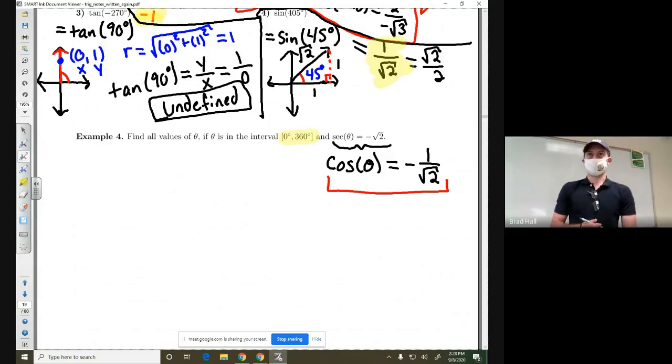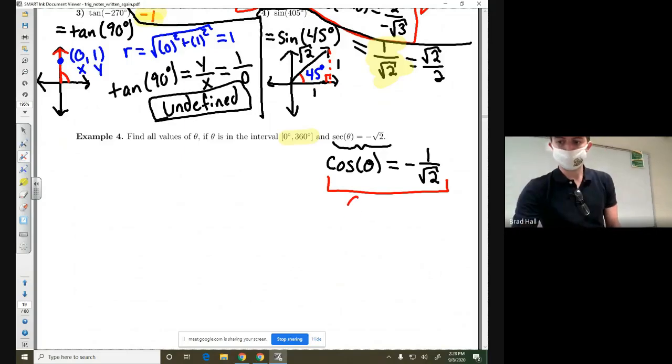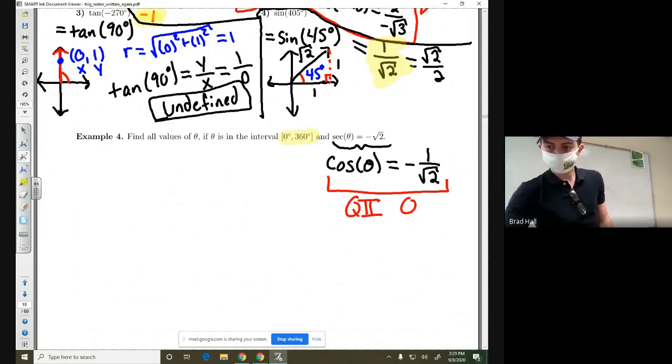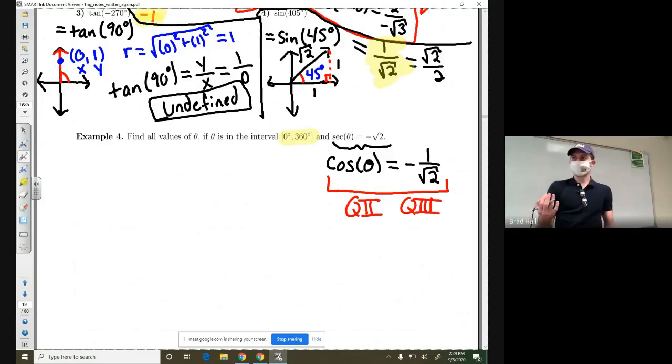Well, where's cosine negative? It can't be quadrant 1 because everything's positive there. Quadrant 2 is just sine, so that one works. And then quadrant 3, let's see, T for tangent, so quadrant 3 works, and then 4 is cosine, which is positive. So it can't be 4, so it has to be 2 and 3.